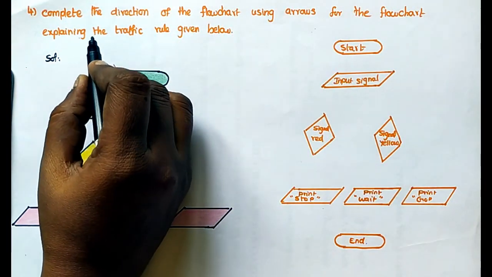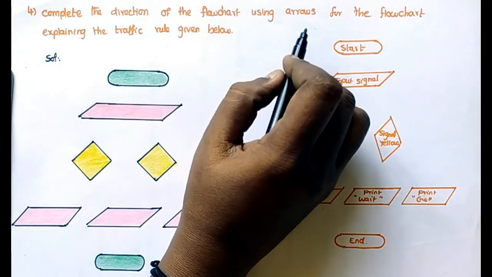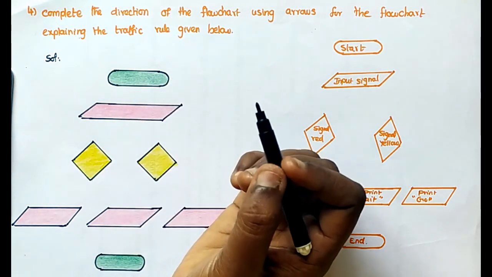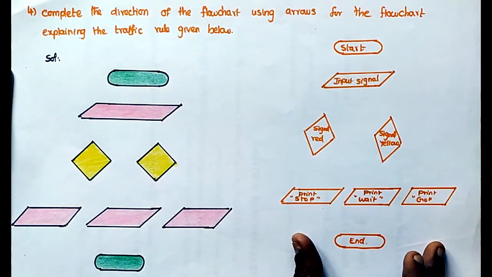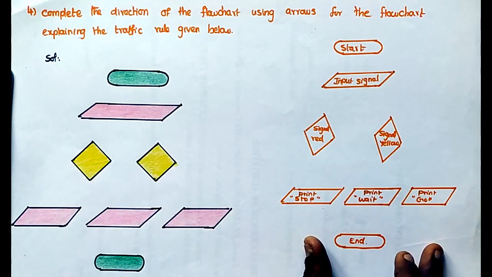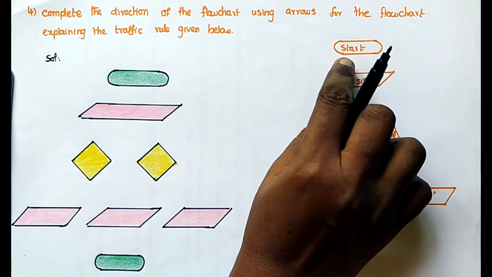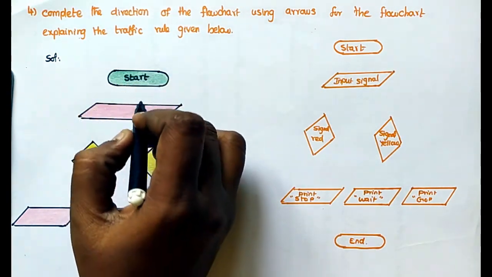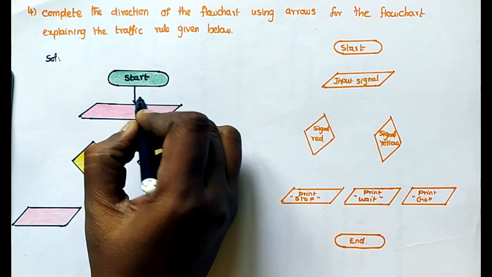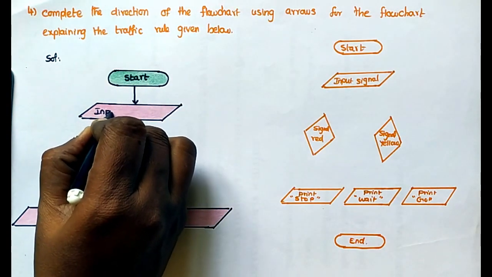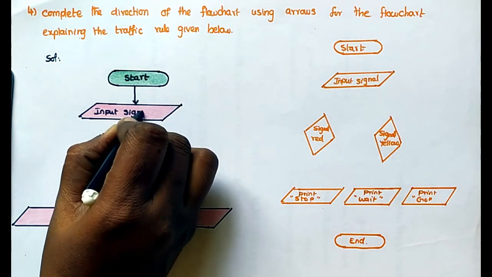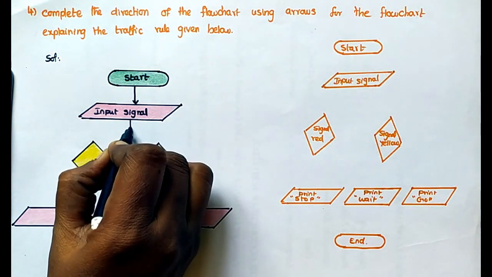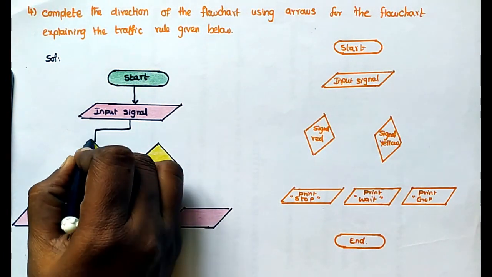Fourth sum. Complete the directions of the flowchart using arrows for the flowchart explaining the traffic rule given below. Listen, they given the traffic rule. We have to direct the flowchart. Listen, first start. After that is input. Input signal. After that goes to signal red.